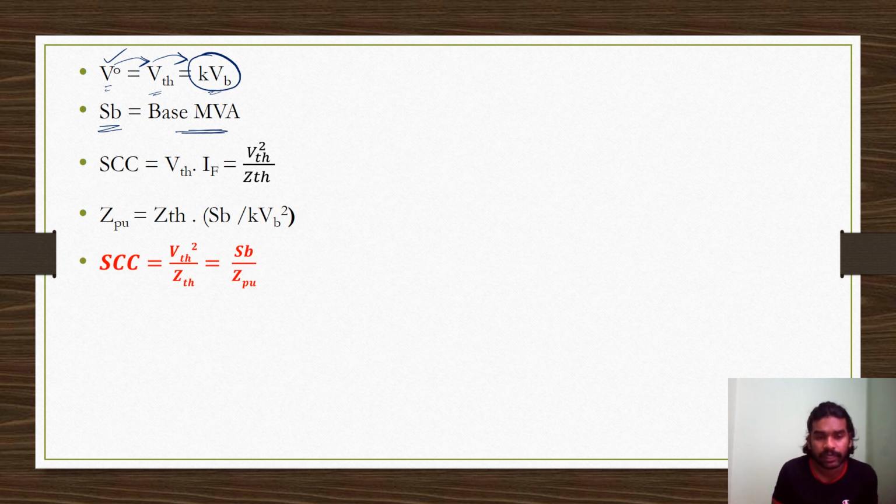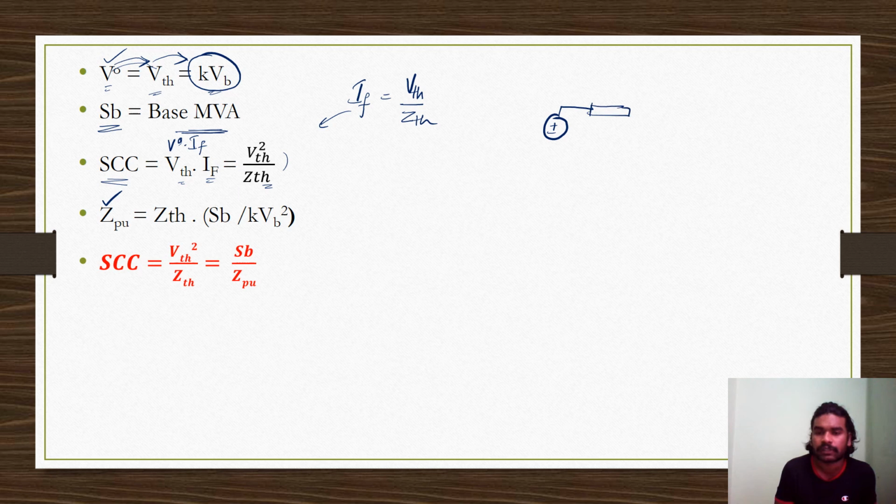We have already defined that short circuit capacity is equal to pre-fault voltage into post-fault current. Pre-fault voltage is equal to VTH, therefore VTH into IF. We have also seen that IF is equal to VTH by ZTH. So I put it here, and I get VTH square by ZTH. Now I want to find out the per unit impedance of that circuit, for the Thevenin equivalent circuit. We are only studying this Thevenin equivalent circuit.